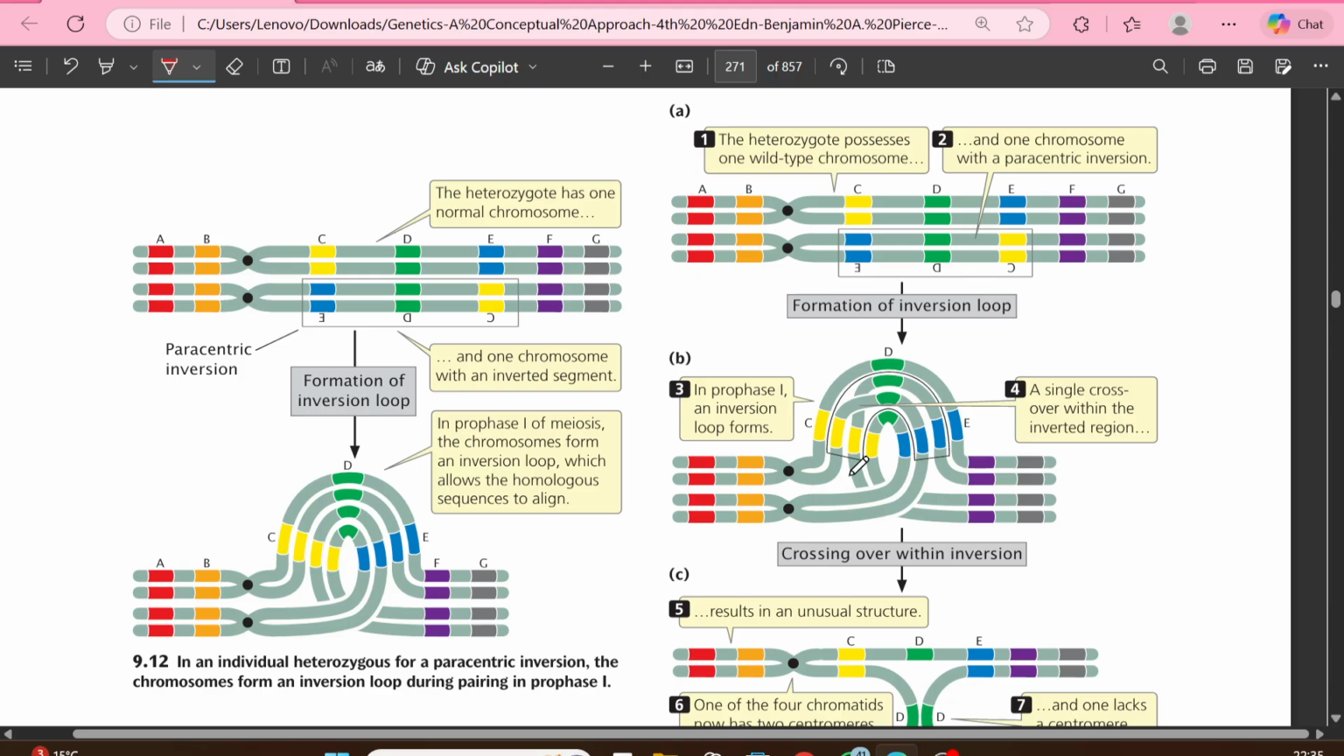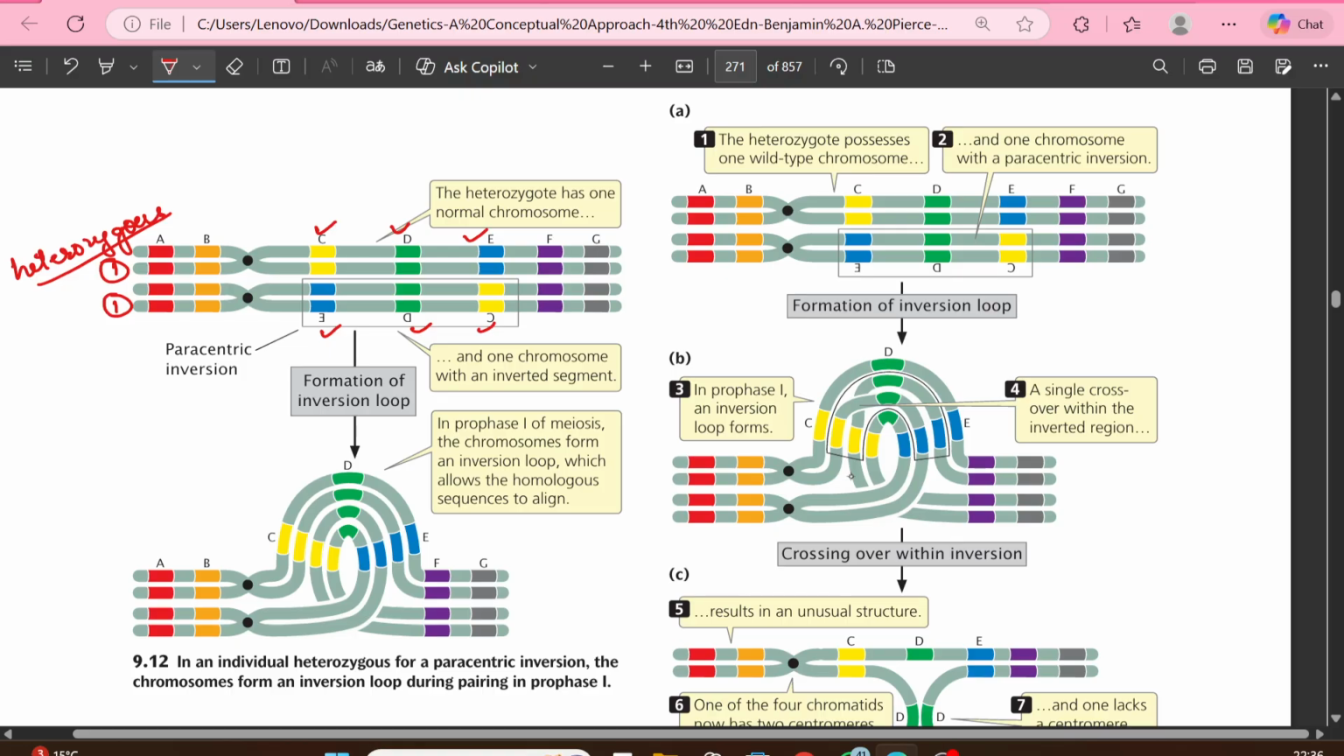Let us take the two chromosomes here, and this being the heterozygous one. In this heterozygous condition, there is chromosome 1 and another copy of the same chromosome 1. But the genes have been altered here. CDE, but here it has become EDC, and that is a 180-degree inversion. This is your paracentric inversion. Why? Because the centromeres were not involved.